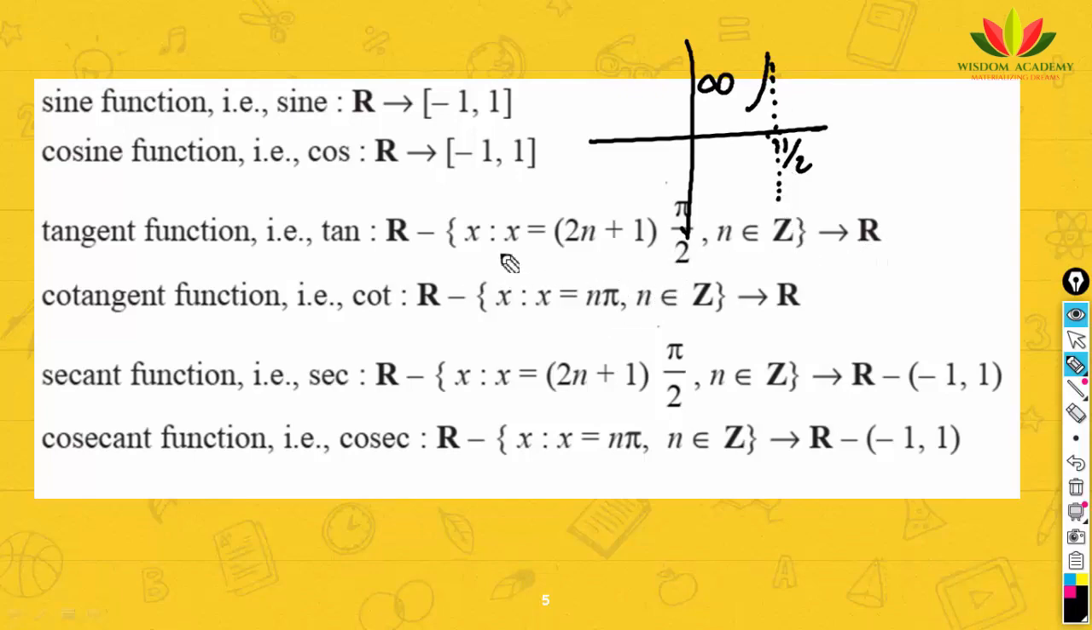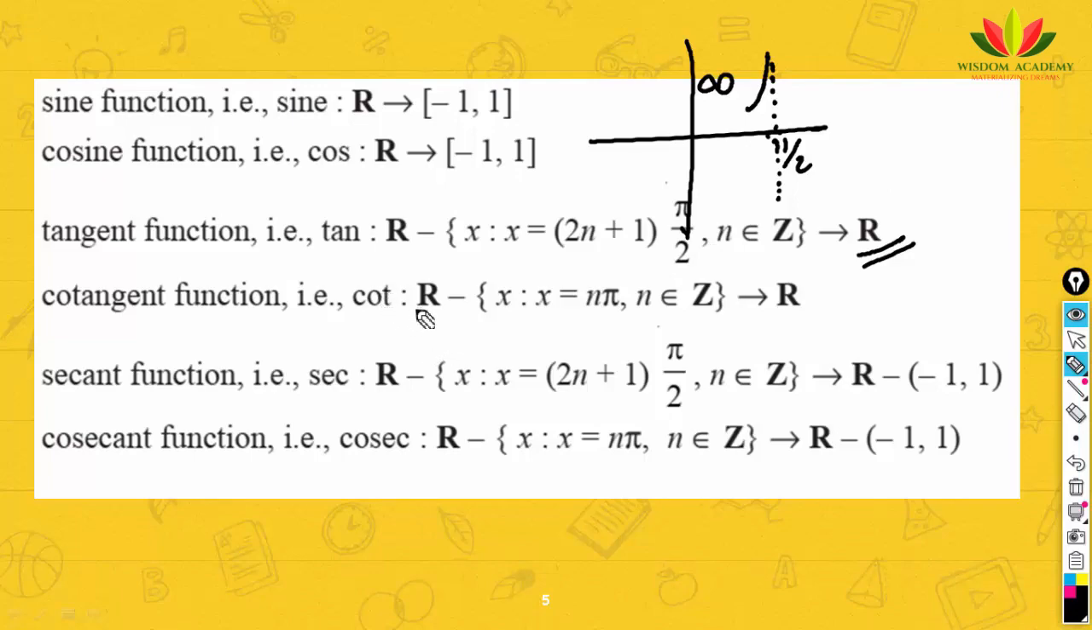So other than these numbers, the range is related to R, all real numbers. Because the tan function will go up to infinity, not like sine or cos, which limit to 1 and -1. So it can take any real number.